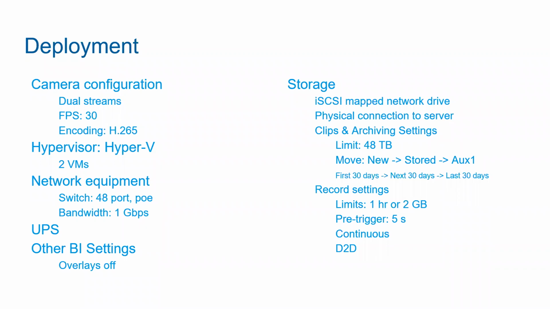Some other optimizations that he did was, since the cameras had the overlays for timestamp and stuff, he turned Blue Iris overlays off. And there were some value and performance gains associated with that, especially, you don't see so much with small deployments, but once you get into like 60 plus cameras, it can have an effect on the CPU usage.